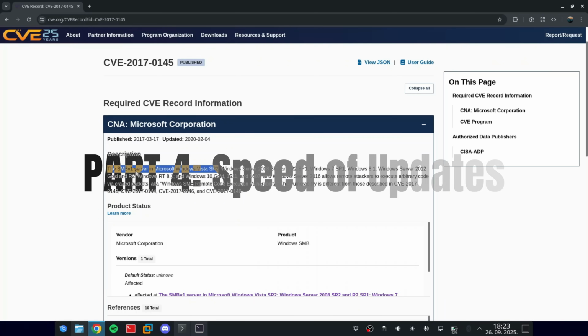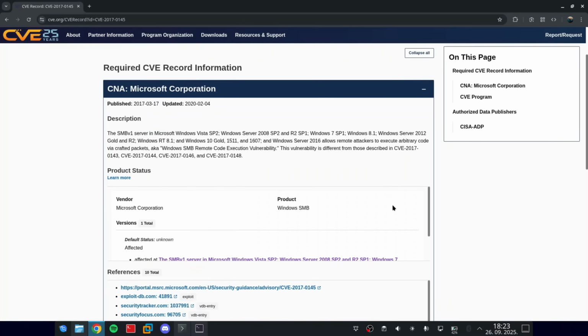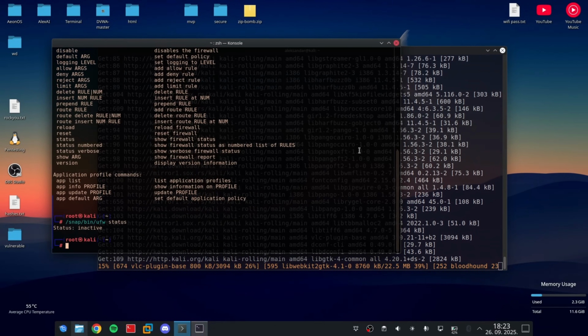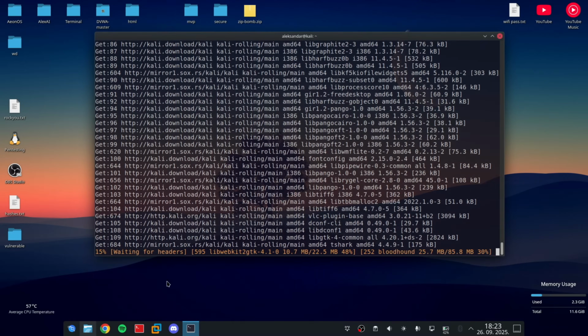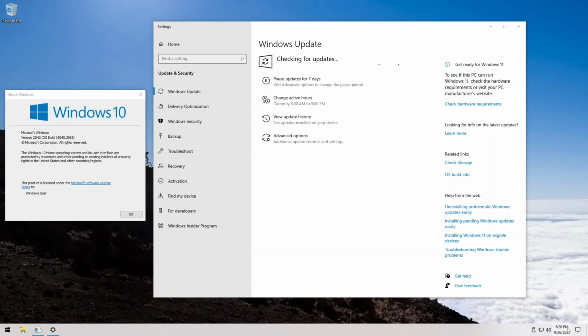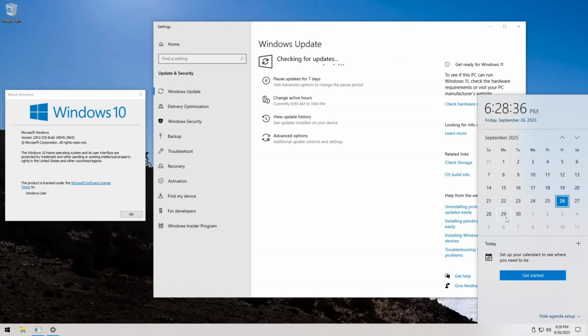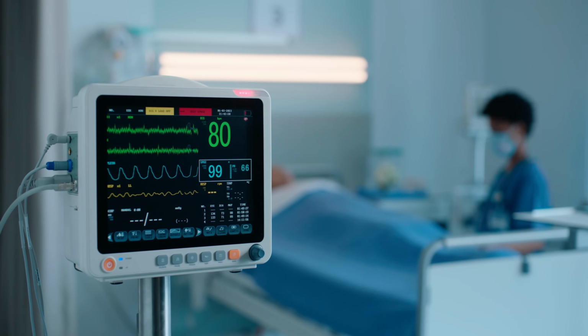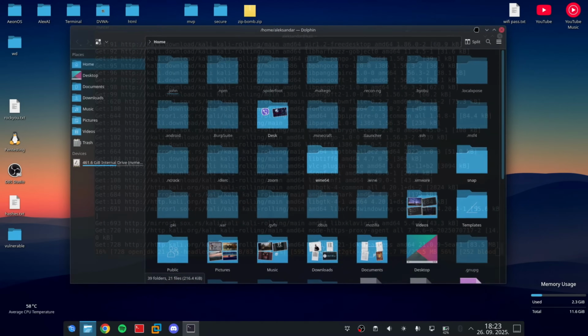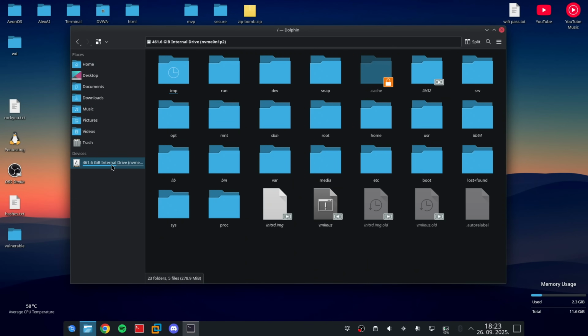Part number 4. Speed of updates. Another reason Linux is considered safe is how updates work. Linux distributions release patches within hours or days after a vulnerability is found. Windows, on the other hand, usually waits until Patch Tuesday, a once-a-month event. That delay gives attackers more time to exploit flaws before fixes roll out. If you're running a critical server, like a bank system or a hospital network, waiting weeks for a patch is a complete disaster. That's why companies that can't afford downtime choose Linux.